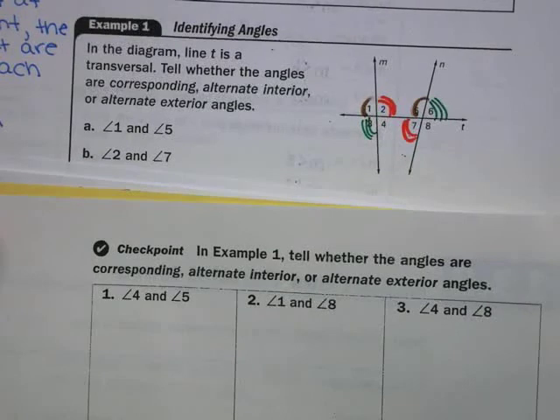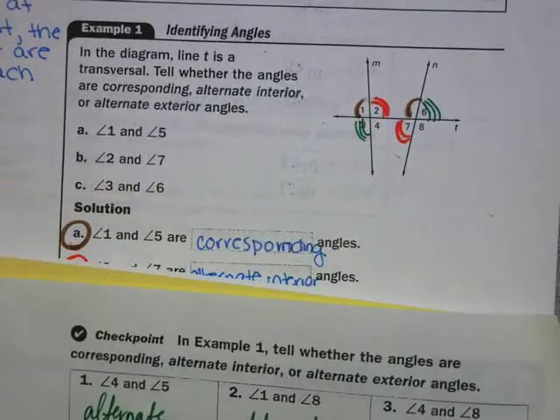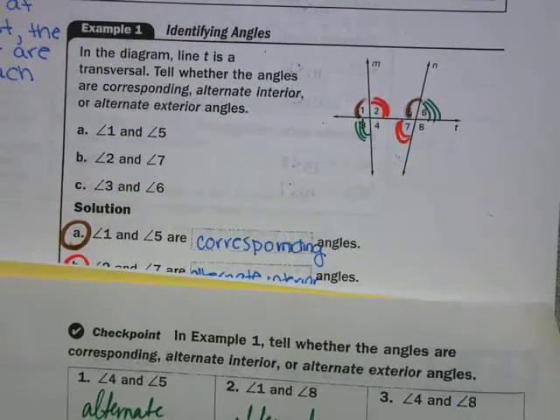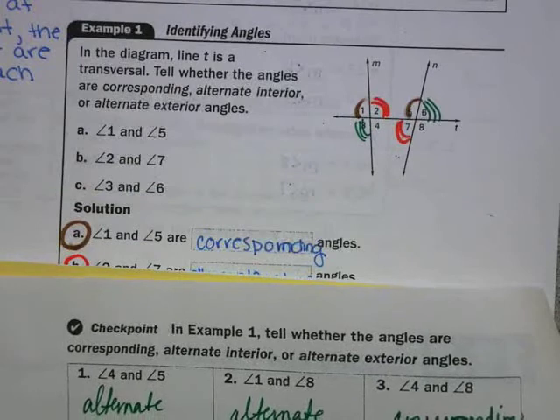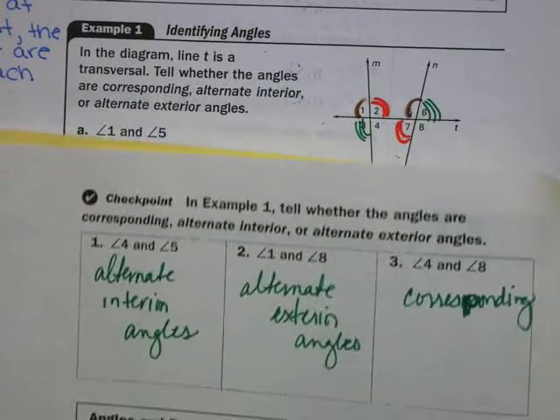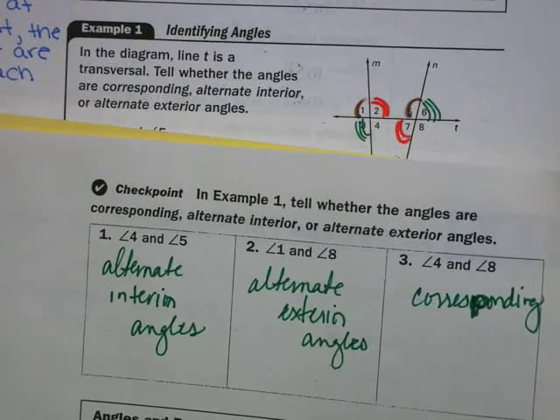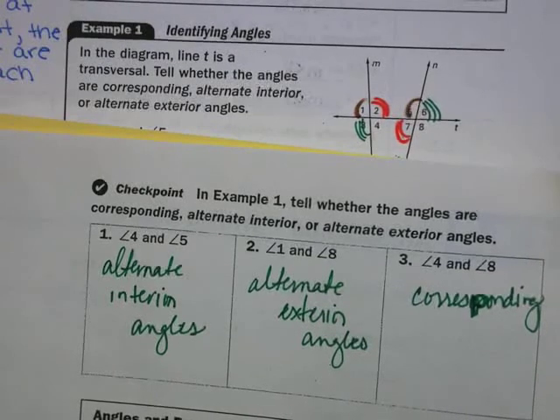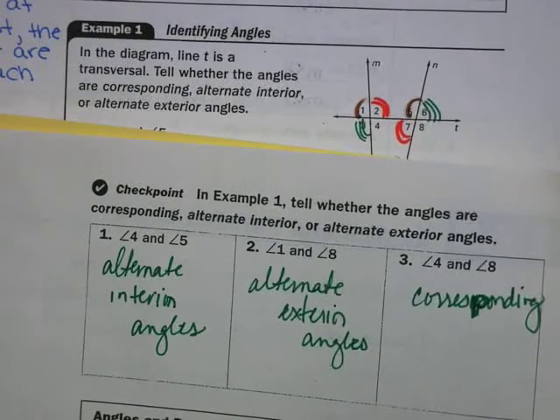Okay, you should have paused the video and done this on your own. If you are just copying down what you see on the screen, you are going to be missing out and not learning the information. So you need to be doing the practice when we assign it. So 1 is alternate interior angles, 2 is alternate exterior angles, and 3 is corresponding angles. Okay, so good job in here.